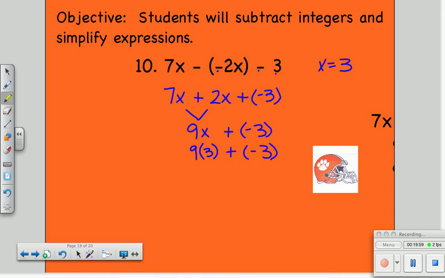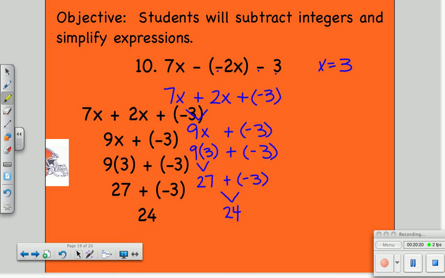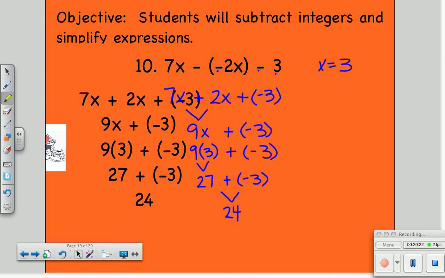Here we have multiplication and addition. In the order of operations, multiplication comes first. So we'll do the multiplication first, and then we'll do the addition second. 27 plus negative 3 is 24. Okay? There we go. 24 is the answer.